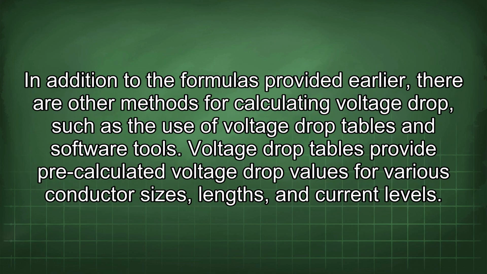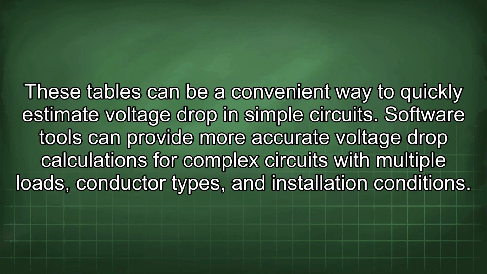In addition to the formulas provided earlier, there are other methods for calculating voltage drop, such as the use of voltage drop tables and software tools. Voltage drop tables provide pre-calculated voltage drop values for various conductor sizes, lengths, and current levels. These tables can be a convenient way to quickly estimate voltage drop in simple circuits. Software tools can provide more accurate voltage drop calculations for complex circuits with multiple loads, conductor types, and installation conditions.